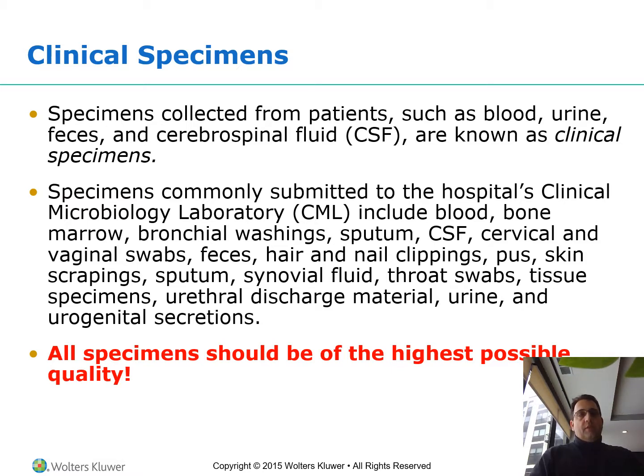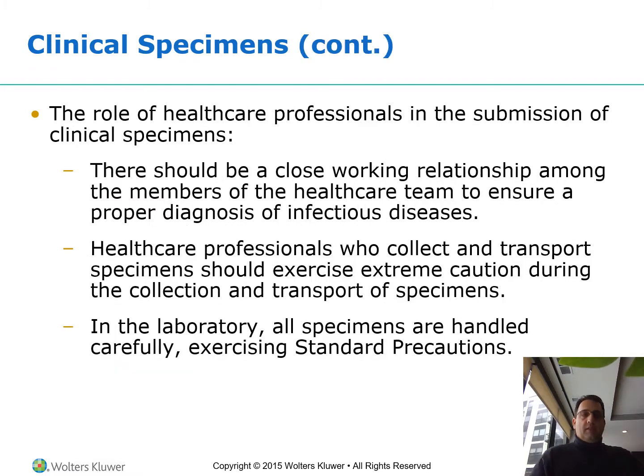And the most important thing here is to just make sure you get a high quality sample if you're going to do this. So the role as a healthcare professional, you have to have a working relationship between you and the members of the pathology team to get a good diagnosis. And if you collect or transport the specimens, you need to use caution while doing so, so you don't infect yourself, but also so you don't contaminate the specimens.